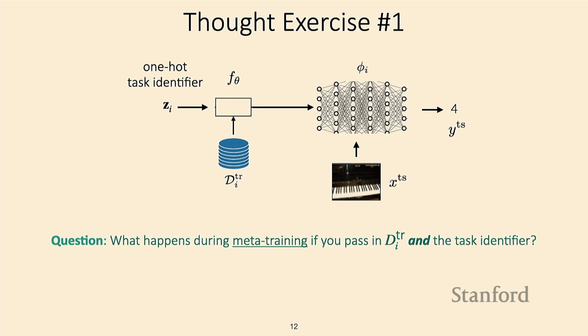And during meta training, this probably isn't a problem. Basically, it might just learn to rely on this task identifier instead. The task identifier and the training data are redundant. They both encode information about the task.